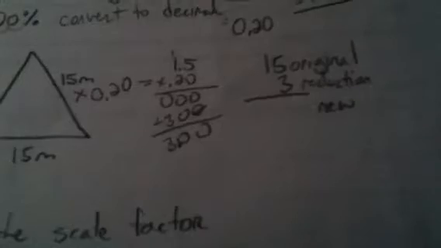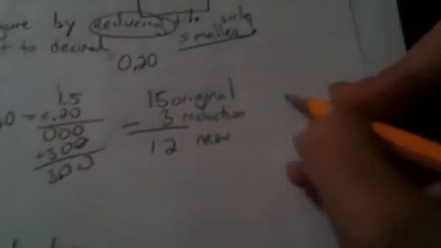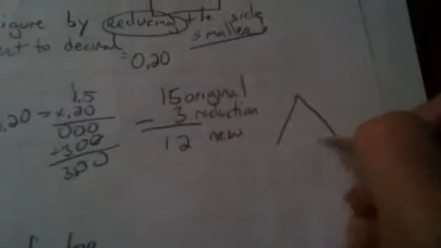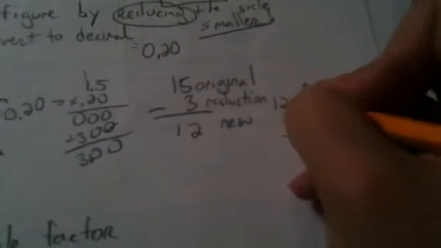So what is my new? Reduction. Does that mean I'm going to add that 3 to the 15, or am I going to subtract? I'm going to want to subtract to make it smaller. So 12 is my new side. So my nice new equilateral triangle is 12 meters by 12 meters by 12 meters.